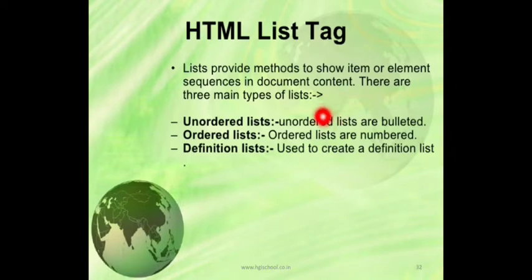In the previous chapter we studied about HTML list tags. Lists actually show the items or elements in sequence in any document. So there are three main types of list: unordered list, ordered list, and definition list, that we have discussed earlier.